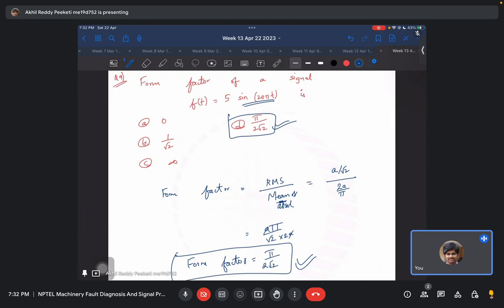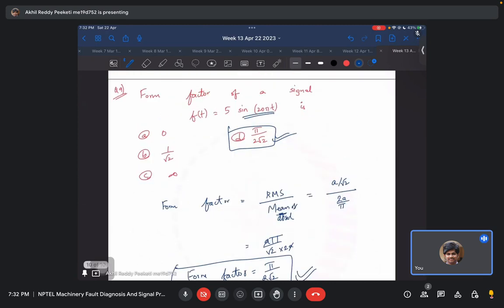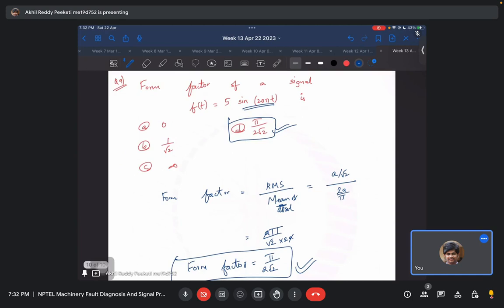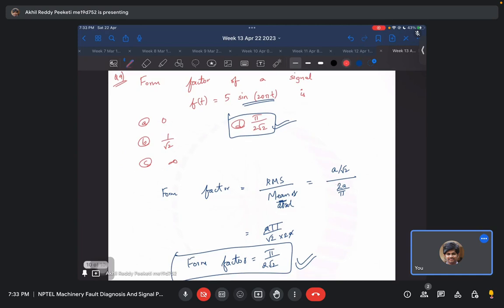What about the crest factor? Crest factor would be maximum by RMS. So maximum is a, RMS is a by root 2, so it will be root 2. Okay. Well, let's move to the next question.